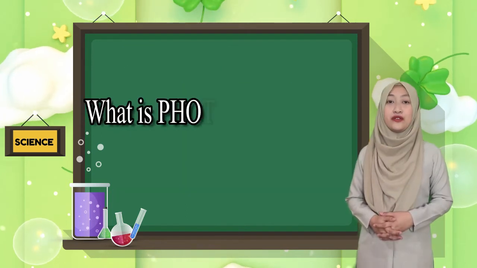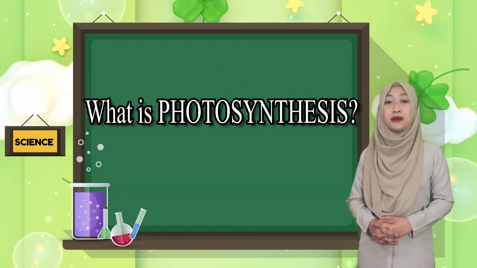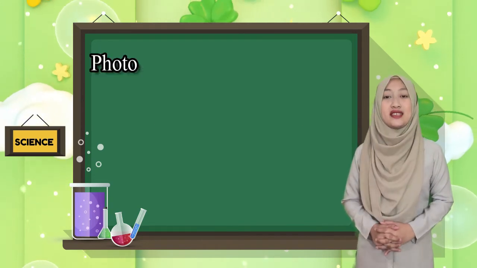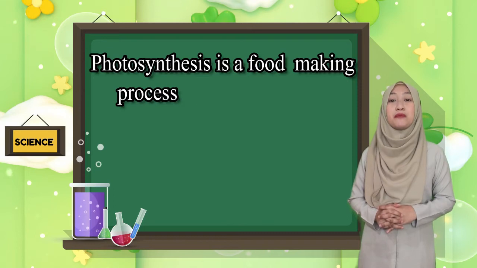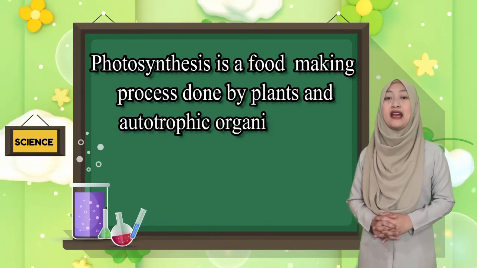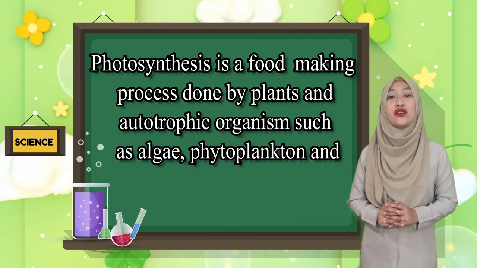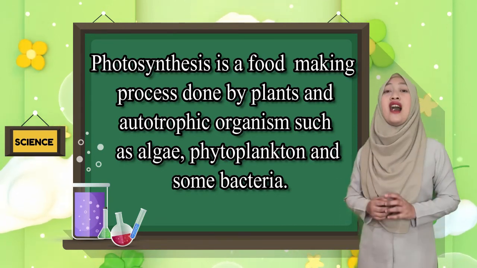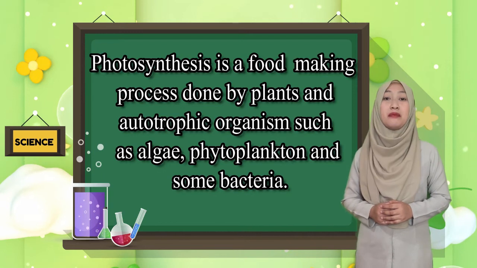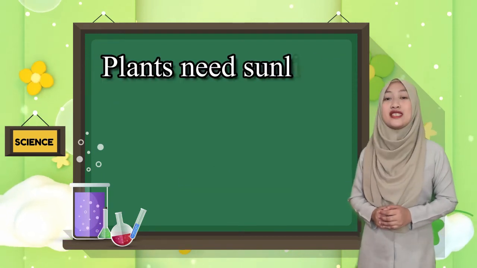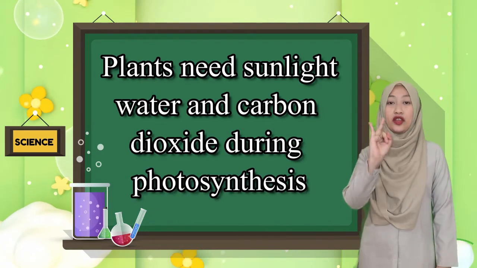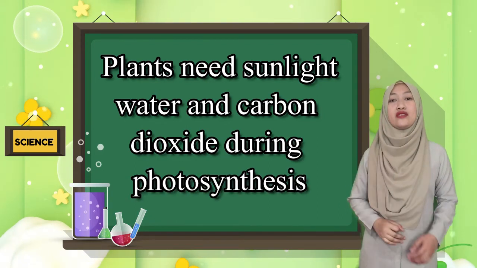After knowing all of this, we can now properly define photosynthesis. So photosynthesis is the food-making process done by the plants and other autotrophic organisms such as phytoplankton, algae, and some other bacteria. Photosynthesis needs sunlight from the sun, water, and carbon dioxide.